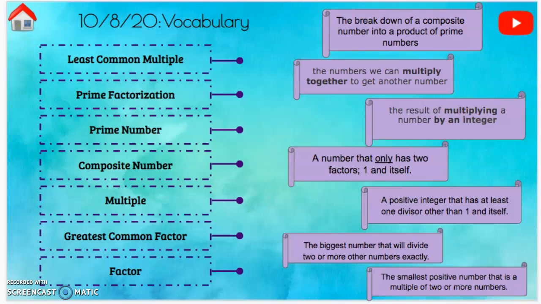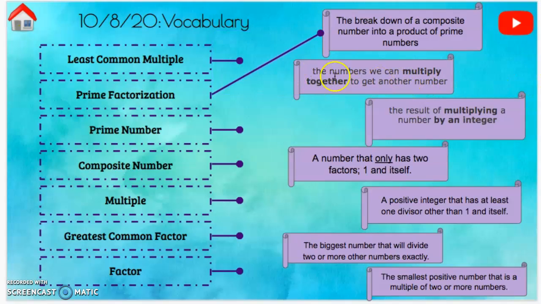October 8th, 2020 vocabulary. So we are going to match our definitions over here in the scrolls to our vocabulary terms. All right, so let's take a look at our first scroll. The breakdown of a composite number into a product of prime numbers. So that means when you factor down a number into prime numbers, that's our prime factorization. So remember, you're going to click this, take that one arrow part, and connect it to the matching definition.